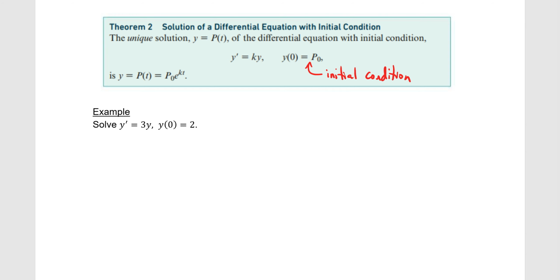So we could do what we just went through and did, or what we can do is skip right to the answer, which is this right here. It's going to be y equals p naught e to the kt. So instead of writing y equals c e to the kt and then solving for c, that just means that your c value is your initial value that's given to you.